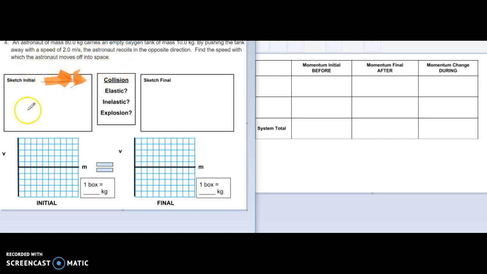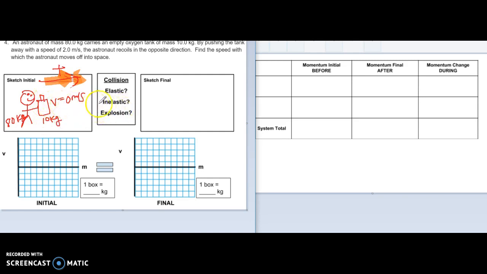Okay, all right, so here goes the astronaut. Okay, and he's holding an oxygen tank. Okay, and he says he's carrying it. So they don't really say what's happening, so we'll say this way is positive. So we're going to say their velocity is 0. Okay, and then the mass of the astronaut is 80 kilograms, and the tank is 10 kilograms.